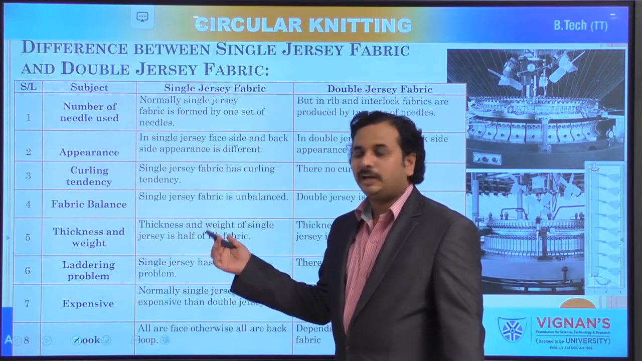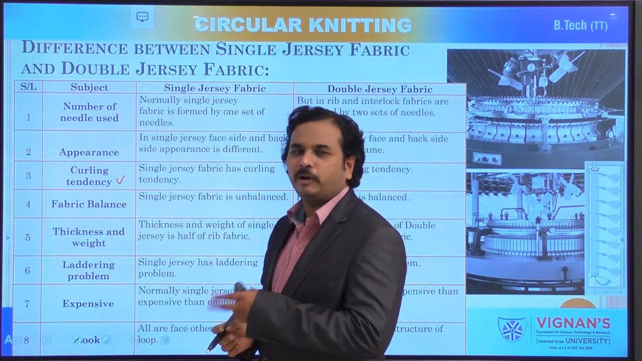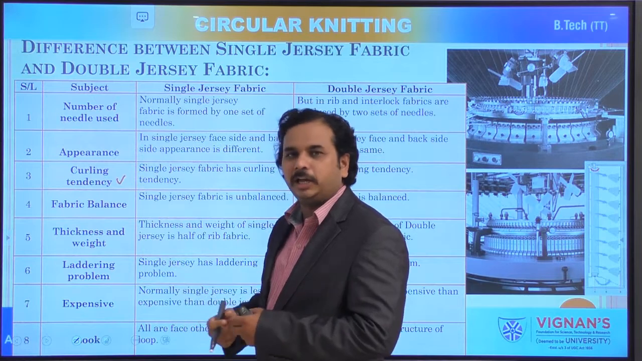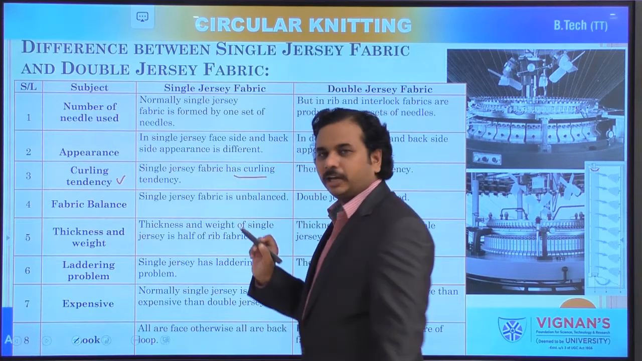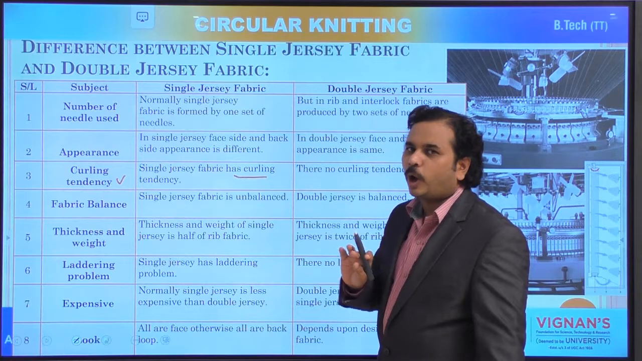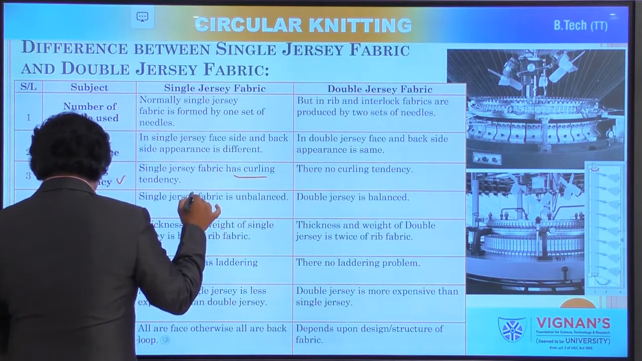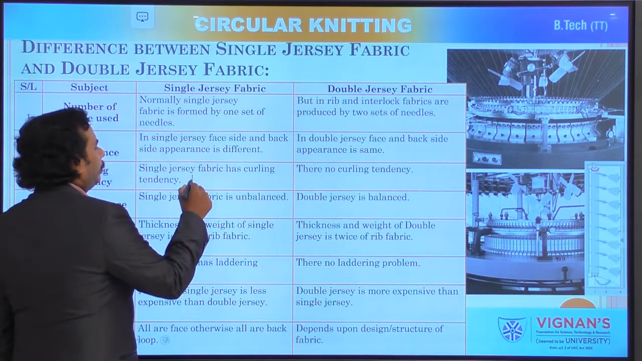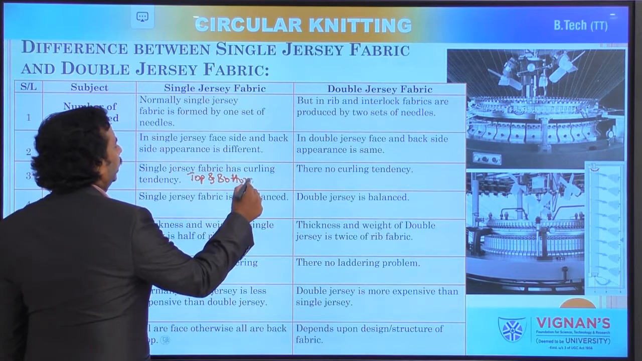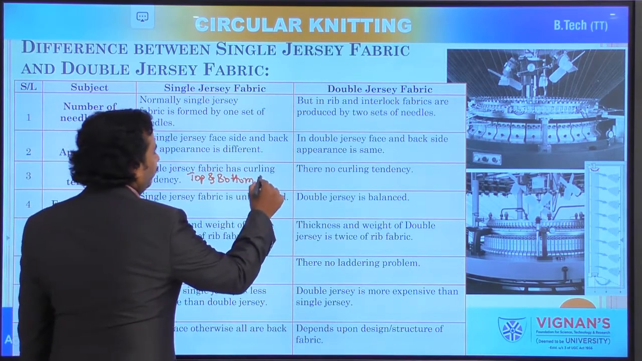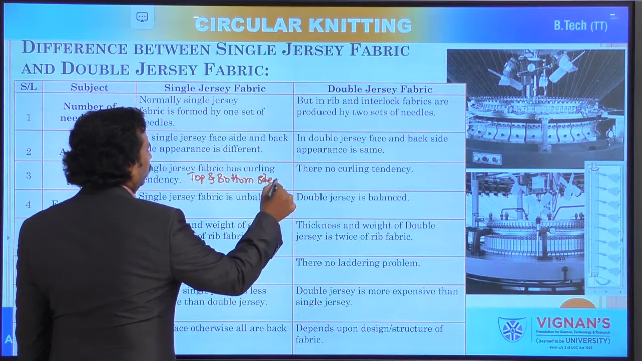Now coming to the third point, that is curling tendency. Sometimes you can observe that if you have cut the knitted fabric, there will be a chance of curling at the edges of the fabric. So what is the tendency of the curling? Single jersey generally has a curling tendency. In particular, the top and bottom sides of the fabric become a curl.